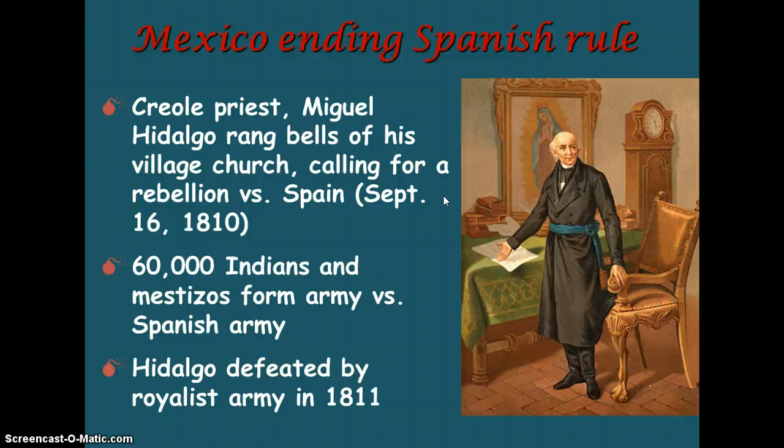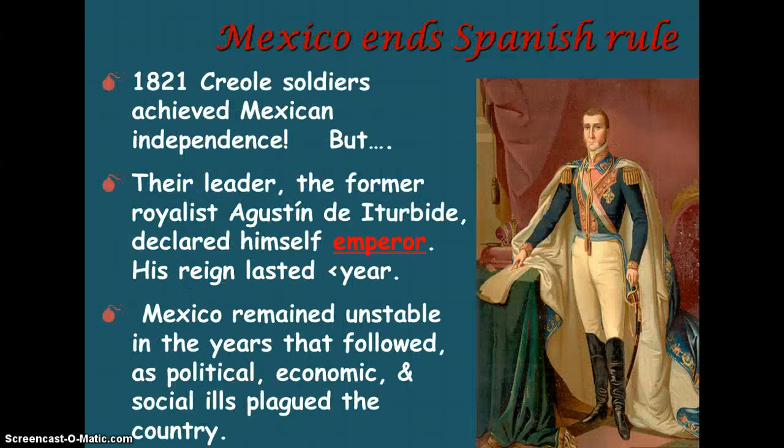Hidalgo, of course, is defeated in 1811. Now, there is another rebel before that. His name is Morelos, and he is not listed here, but he was also defeated by this character, who is Agustin de Iturbide. And Agustin de Iturbide joined the soldiers, or his Creole soldiers, and himself joined the rebels in 1821 and achieved Mexican independence from Spain. And he actually declared himself emperor, and his reign didn't last very long.